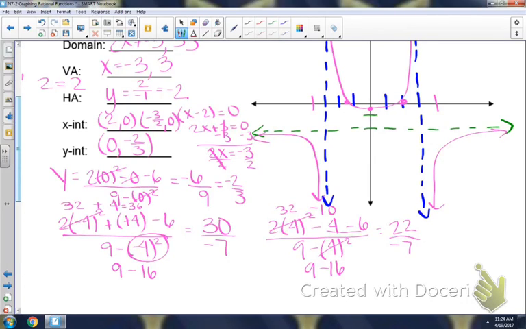Okay, so this is graphing a rational function by graphing your asymptotes and then your intercepts. And then you're having to plug in a test point to figure out where the graph is, either above that horizontal or below. And then same thing on the vertical.